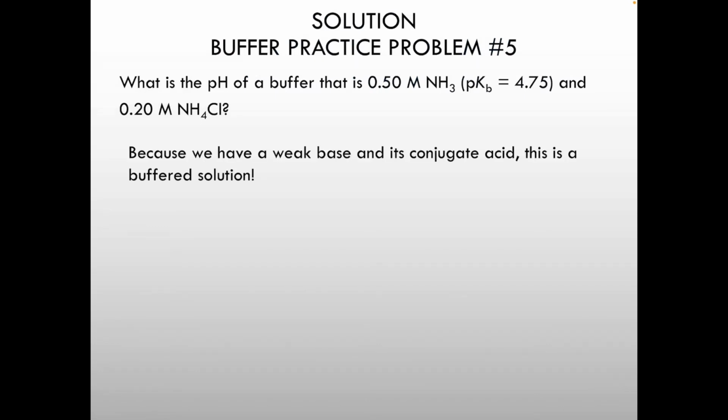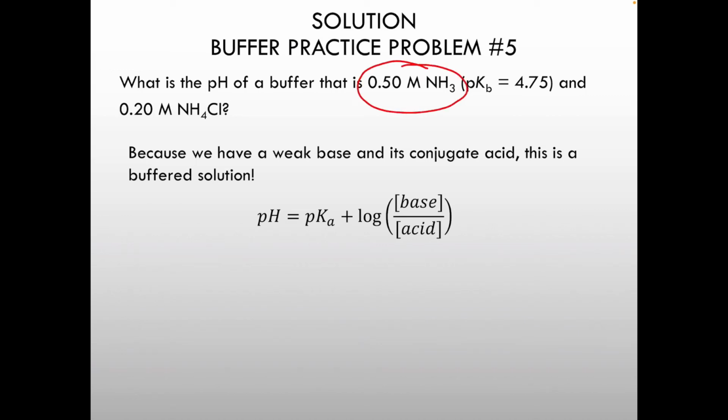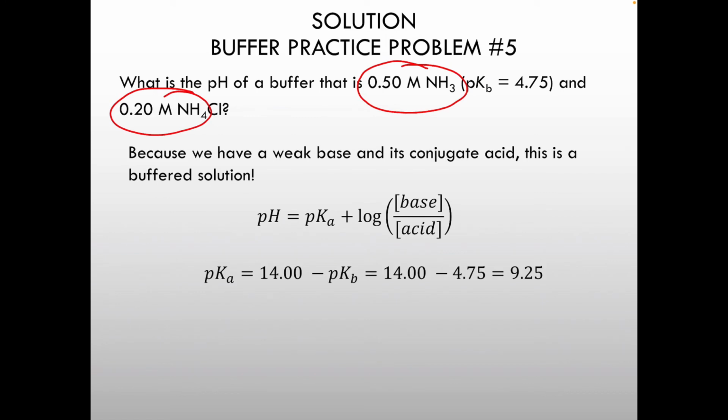All right, so here we go. We have a weak base and its conjugate acid, so this is a buffered solution. So we have pH equals pKa plus log base over acid. So this is our base, this is our acid. But we do need to go through and find the pKa. So we were given the pKb, and like we just talked about, pKa plus pKb equals 14. So if we do 14 minus pKb, that will give us our pKa.